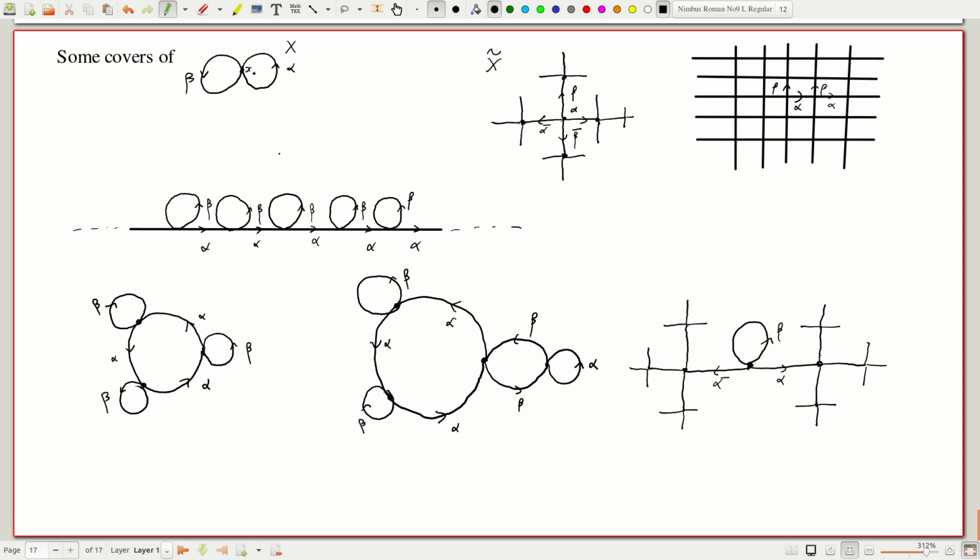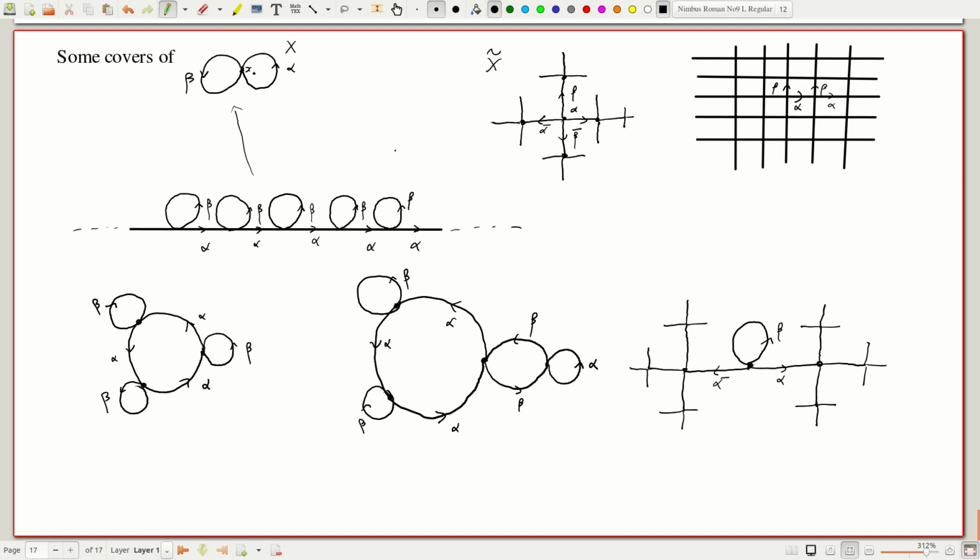Okay. So here is an interesting example. I unwrap the alphas and leave the betas alone. So I can map from here to here by simply mapping, of course, alphas to alphas and betas to betas. And the maps are obvious. They're the graph maps. So this is a cover in only one direction.